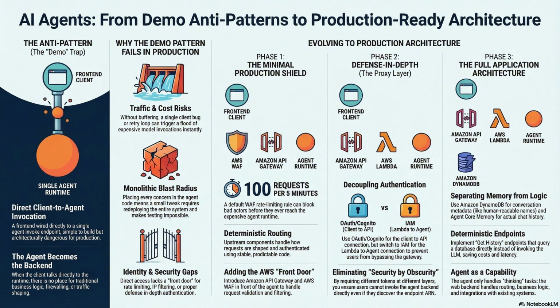Wow, so that neatly solves the whole "my agent is my backend" problem. Yeah. It gives you a place to shape traffic and validate requests before invoking that expensive LLM. Exactly. You protect the probabilistic engine with predictable logic.